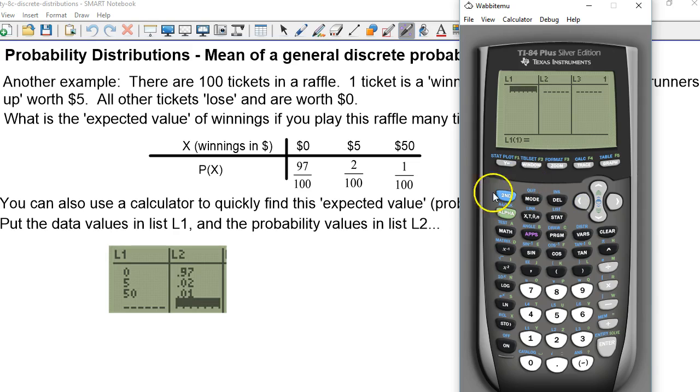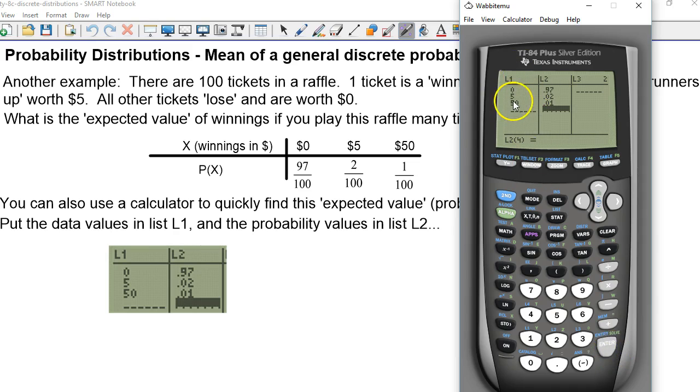So what I can do is put the possible values, the X values, in my list 1. In this case, I can win $0 or $5 or $50. Those are the only 3 discrete individual values that I can have for winnings. And in list 2, I'm going to put the corresponding probabilities. So I'm going to put 97 out of 100 in there, then 2 out of 100, which is 0.02. I'll just enter it as a decimal directly. And then 50 is 1 out of 100, which is 1%, so 0.01.